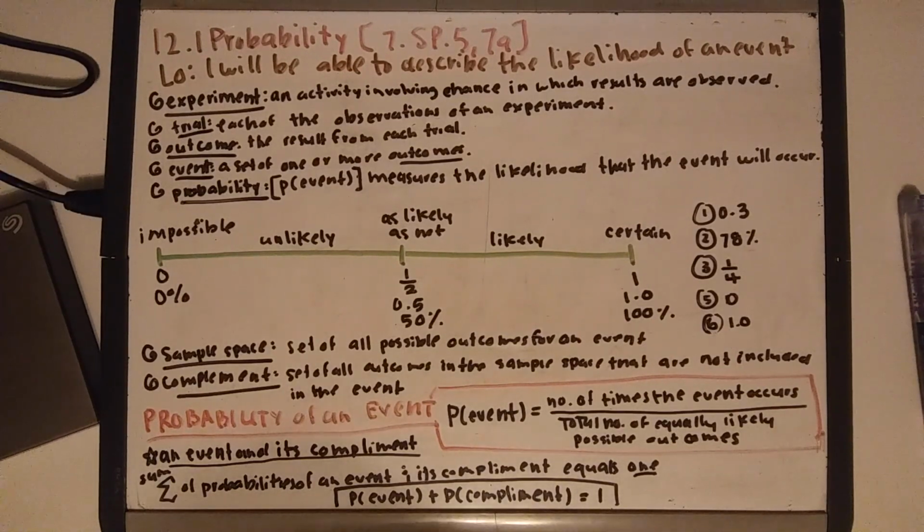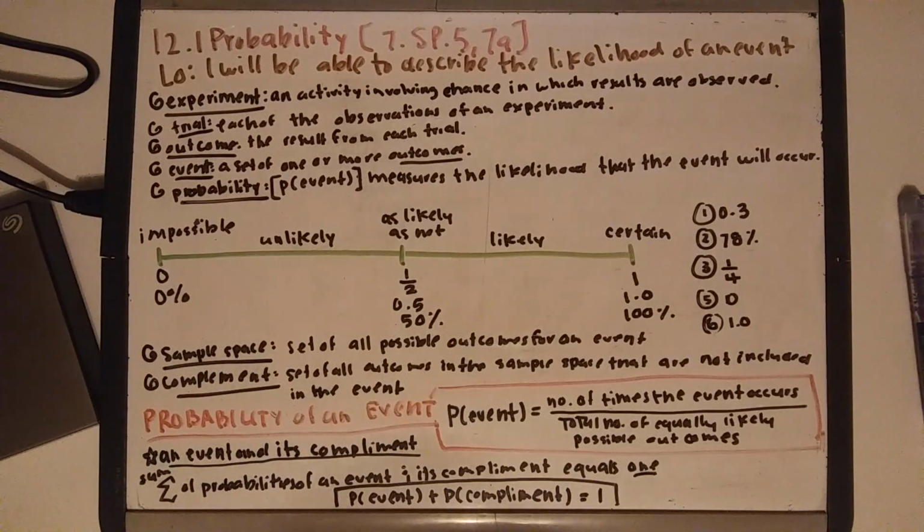Experiment is an activity involving a chance in which results are observed. So again, you're doing some kind of thing and seeing what results you're gonna get from doing that. Trial is every time that you observe the experiment happening. So you will have to do it 2 times or 3 times, and those will be your trials.